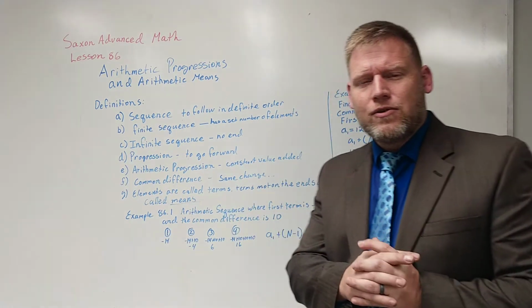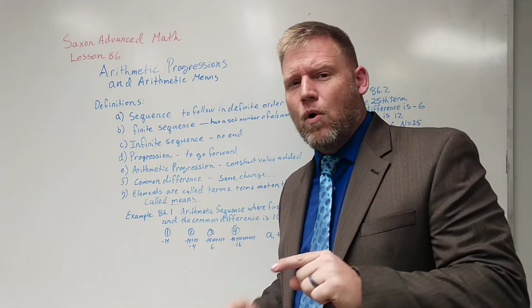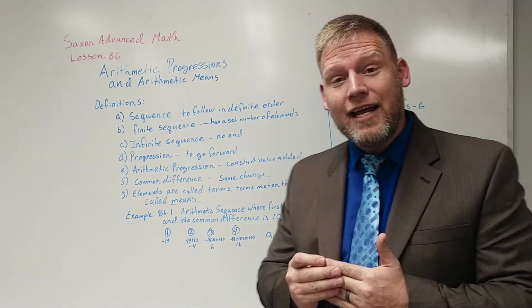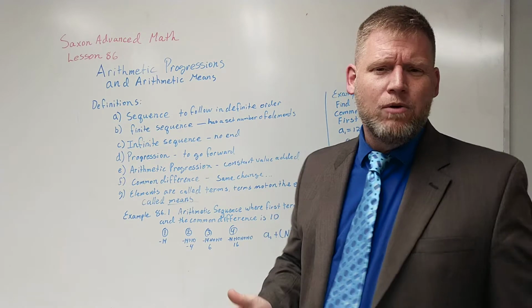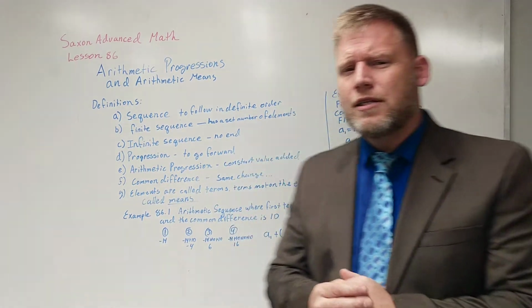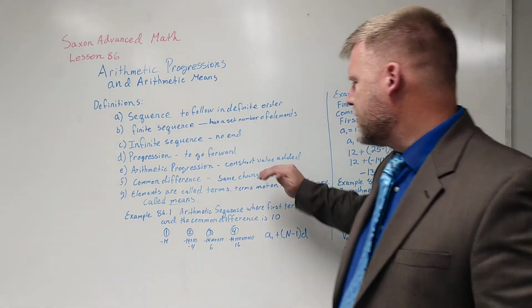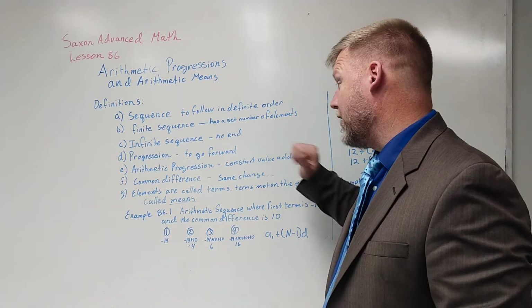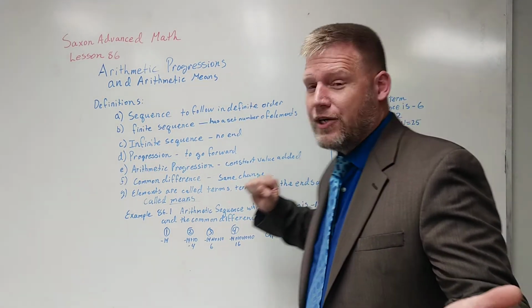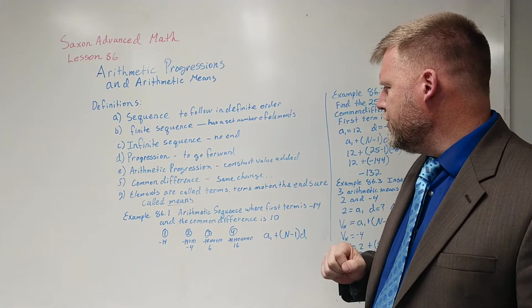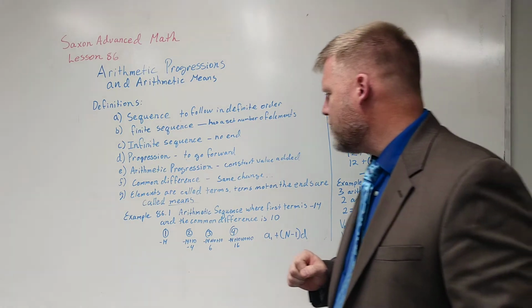Now, infinite sequences are interesting because they don't always go up. Sometimes, if the difference between them is negative, they'll flip back and forth. They may go down. We've got all sorts of things that can happen here. And then the next thing is arithmetic progression. Progression's easy. It means to go forward. Arithmetic progression is a constant value being added.